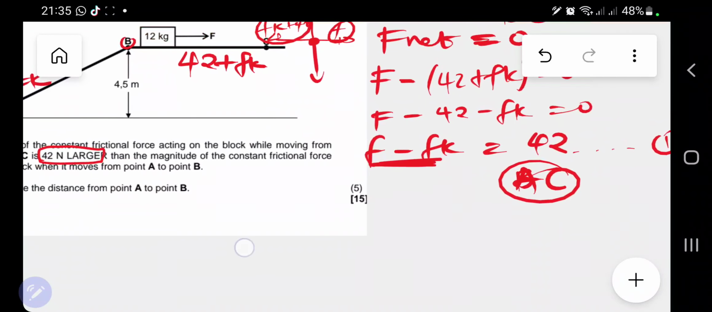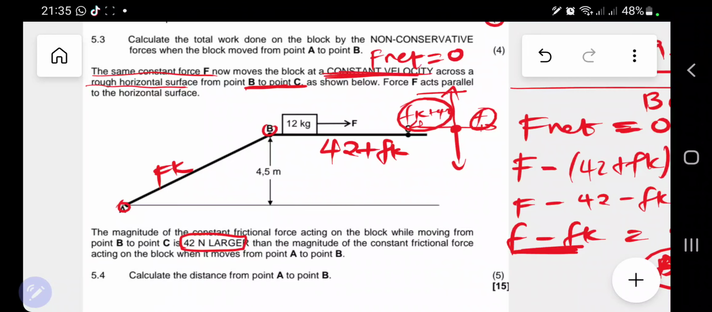So the same constant force now moves the block at a constant velocity across a rough horizontal surface from point B to C as shown below. Force F acts parallel to the horizontal surface. The magnitude of the constant frictional force acting on the block while moving from point B to point C is 42 newtons larger than the magnitude of the constant frictional force acting on the block when it moves from point A to point B.